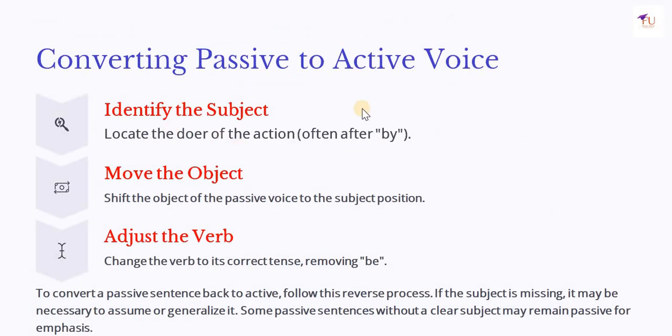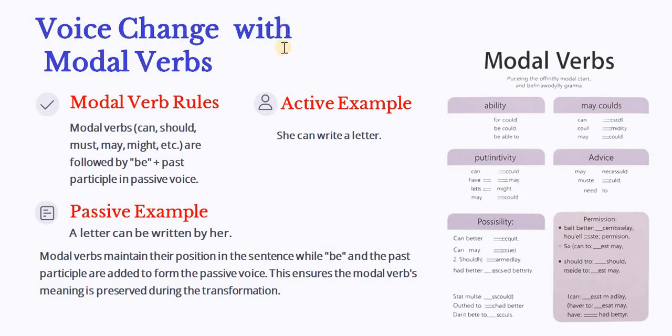Now, converting passive voice to active voice: identify the subject, then move on to the object and add by after that, then shift the object of the passive voice to the subject and adjust the verb according to the tense. Now, voice change in modal verbs, this is very important.